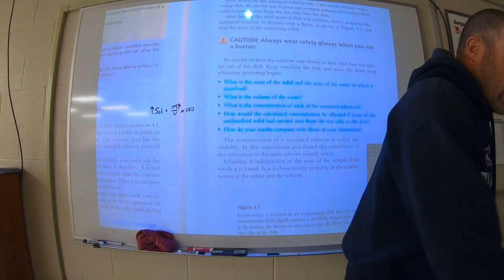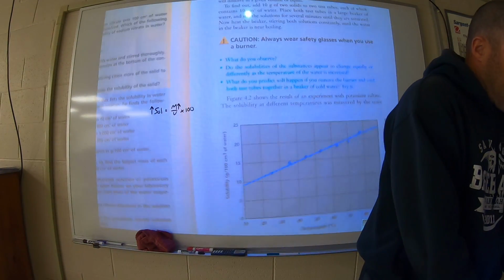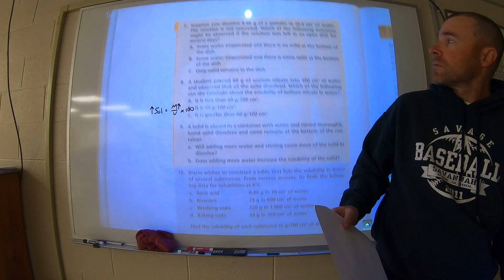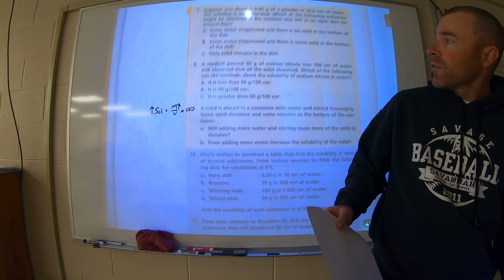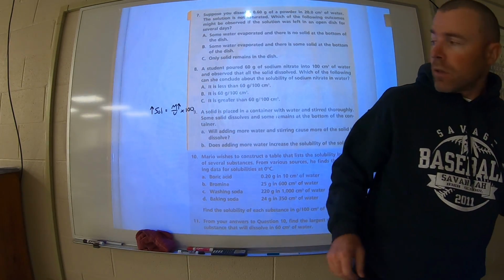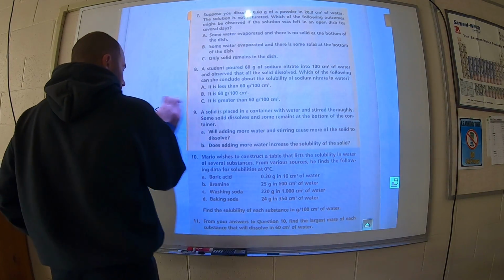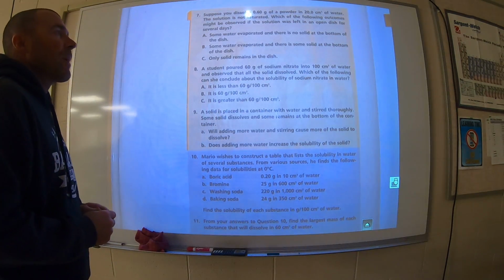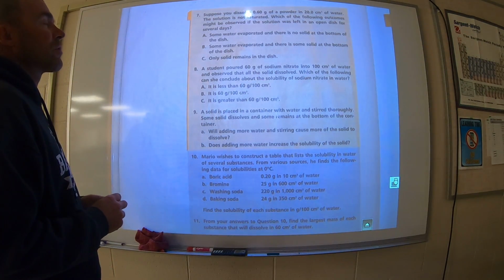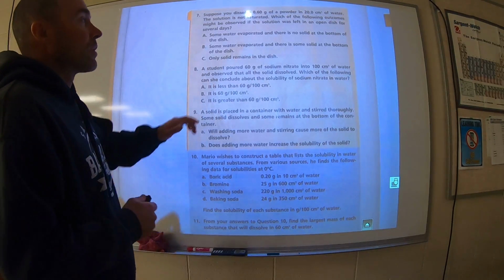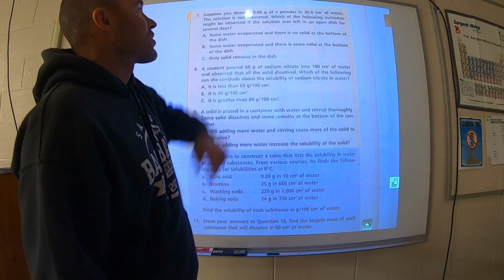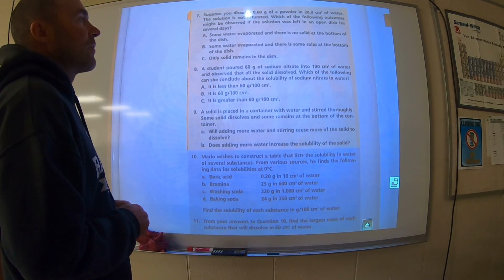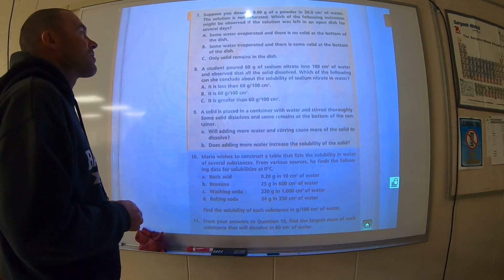So let's talk about the numbered questions. You're supposed to answer 7 through 12. Number 7 says, suppose you dissolve 0.6 grams of a powder in 20 cubic centimeters of water. The solution is not saturated, meaning you can dissolve more solid in that amount of water. Which of the following outcomes might be observed if the solution was left in an open dish for several days?